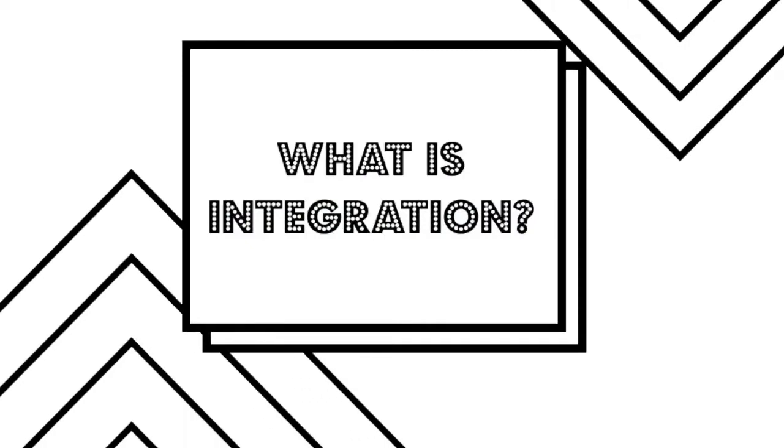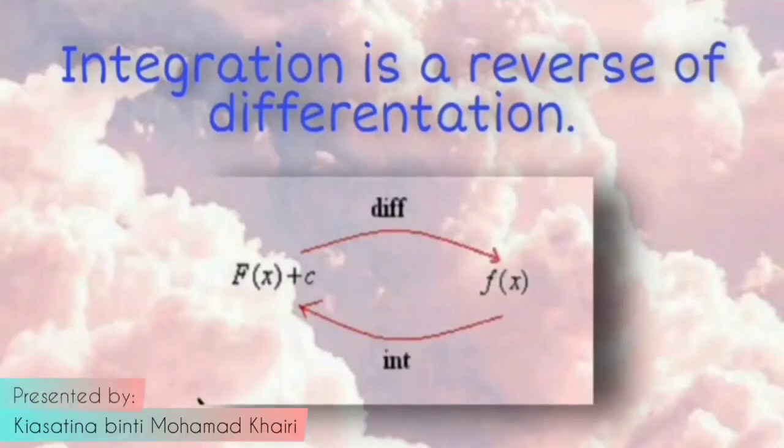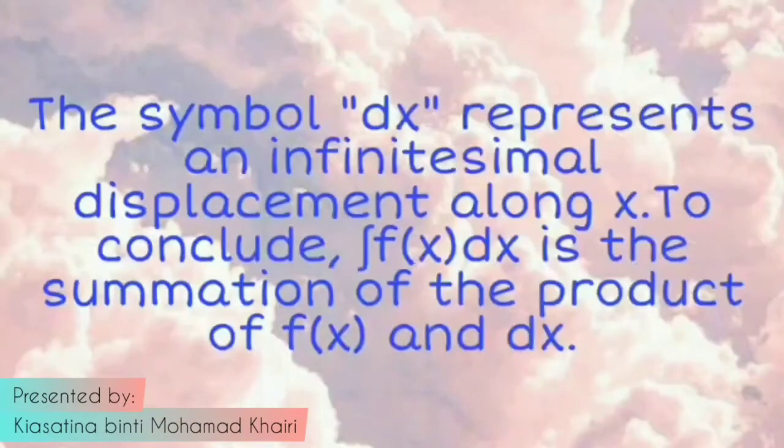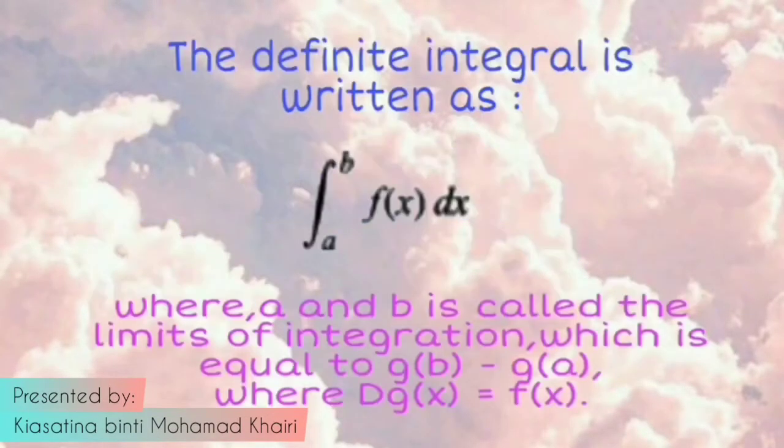What is integration? Integration is a reverse of differentiation. It is actually a method to find a function g(x), the derivative of which dg(x) is equal to a given function f(x). This can be implied by the integral sign, as in ∫f(x)dx, generally called the indefinite integral of the function. The symbol dx represents an infinitesimal displacement along x. To conclude, ∫f(x)dx is the summation of the product of f(x) and dx. The definite integral is written as below, where a and b are called the limits of integration, which is equal to g(b) minus g(a), where dg(x) equals f(x).